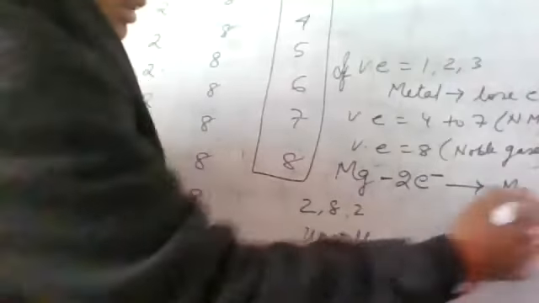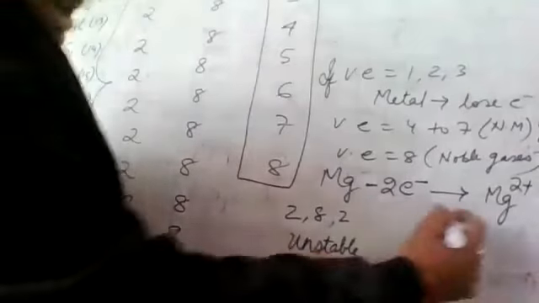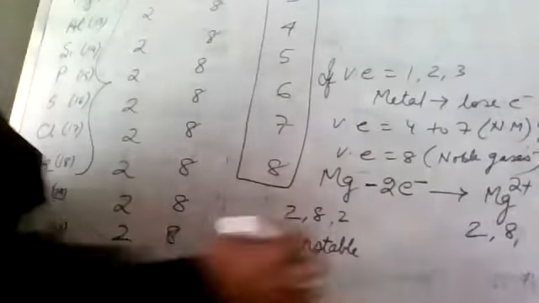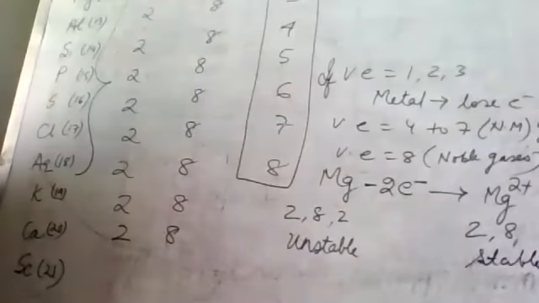Mg माइनस माइनस क्या होता है? Plus. तो 2 प्लस. Mg 2 प्लस बन गया. Mg क्या बन गया? Mg 2 plus. Now it is 2,8. And 2,8 is what? 2,8 is stable. Yes, ma'am.